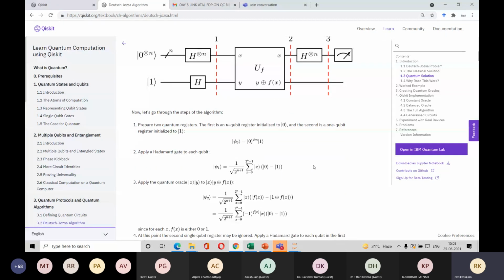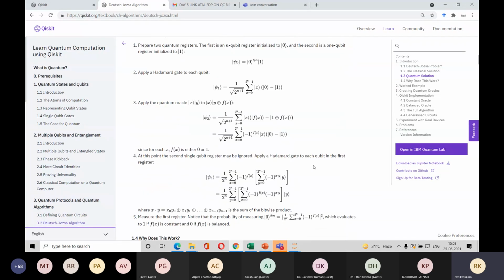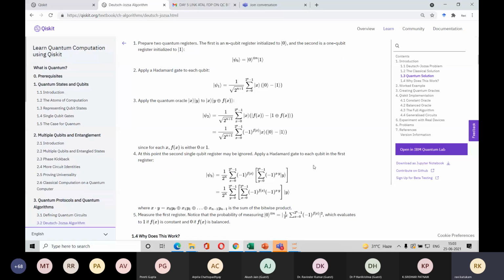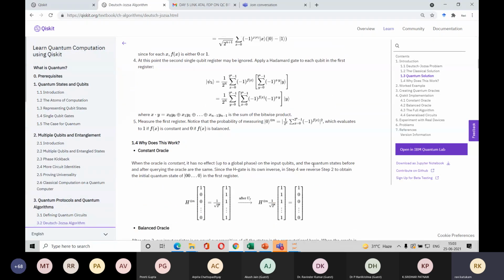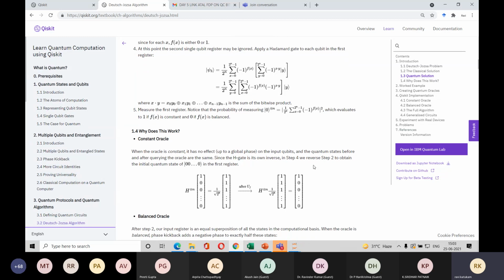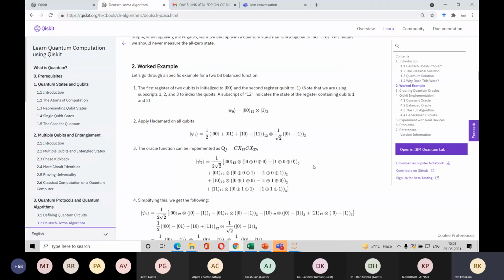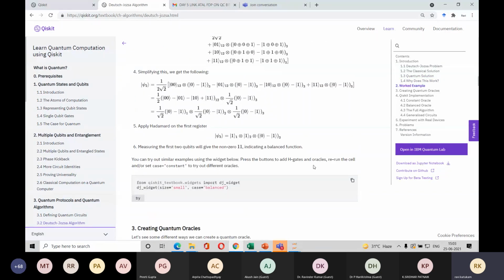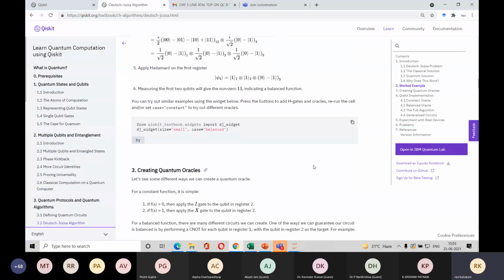And this entire explanation contains the same information more mathematically. In 5 steps you can understand this, and maybe I can share some of the videos where people have made a very simple explanation. I can share that information. So let us try to use Qiskit.